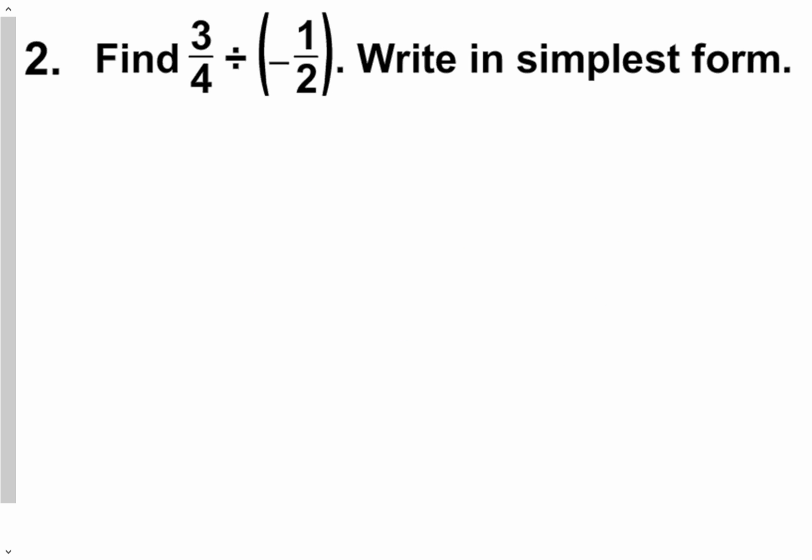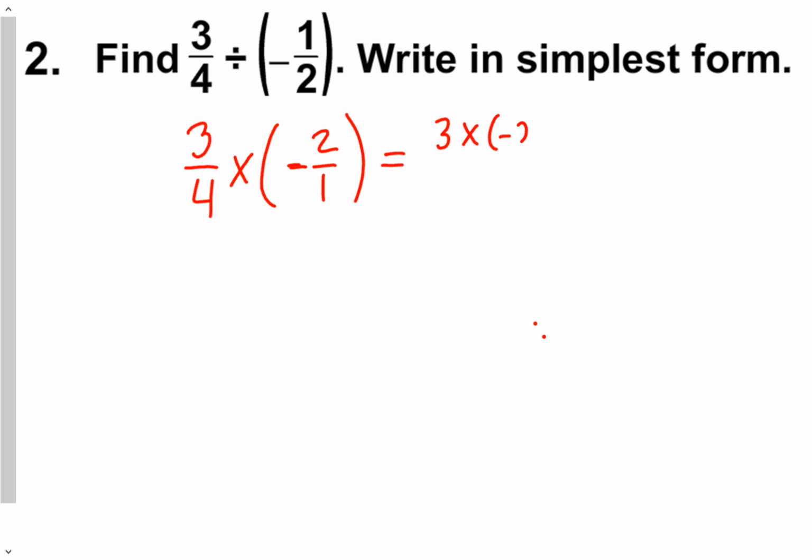Okay. Here's example number 2. Find 3/4 divided by -1/2. Write in simplest form. So already I see that both of the fractions are in fractional form, so I don't have to convert anything. So let's turn this division sentence into a multiplication sentence. So I've got 3/4. Division turns into multiplication, and the reciprocal of -1/2 is -2 over 1. Okay, now I can multiply across. So I've got 3 times -2, and then I've got 4 times 1. Okay, this now equals -6 over 4.